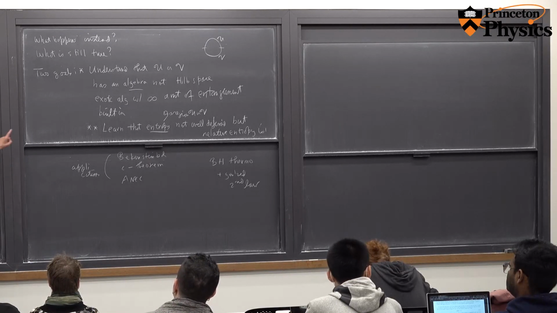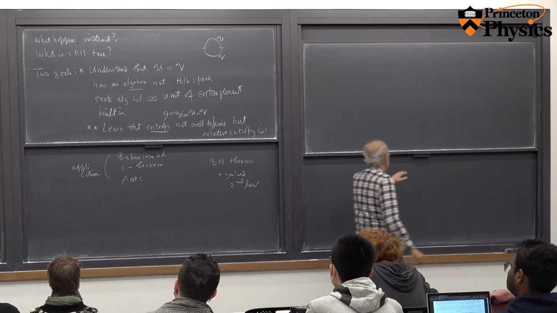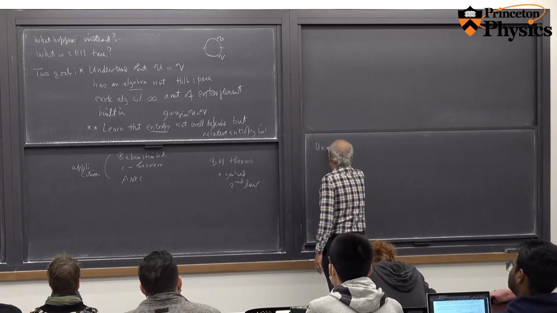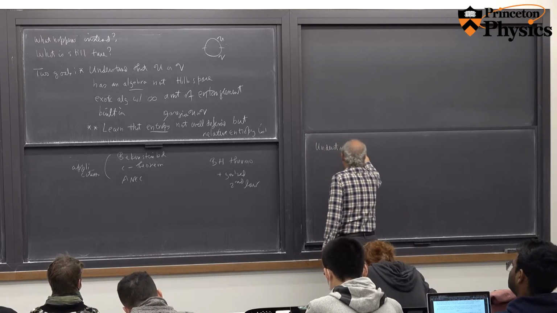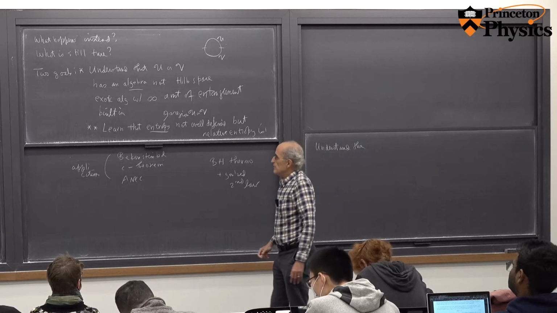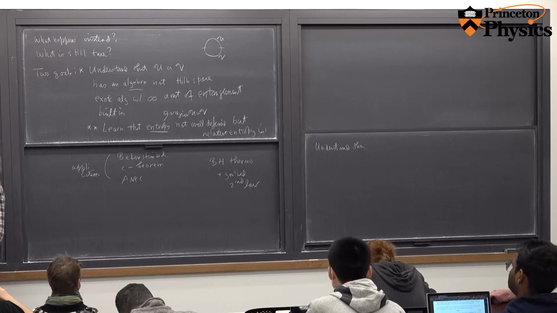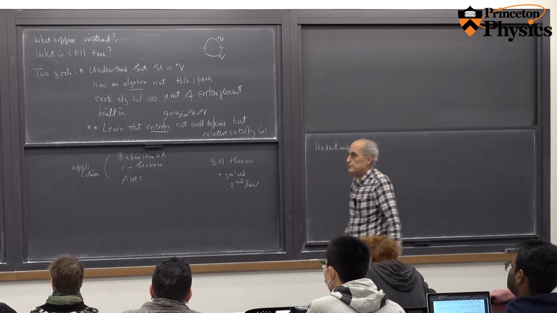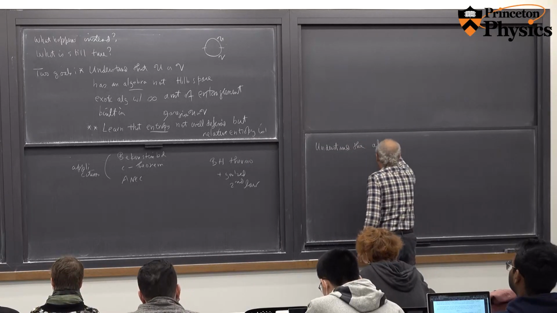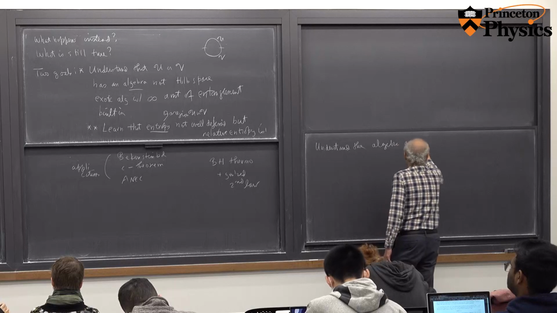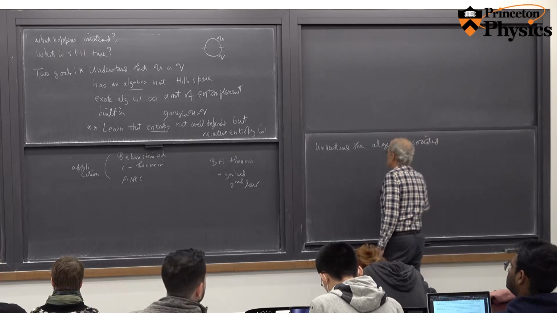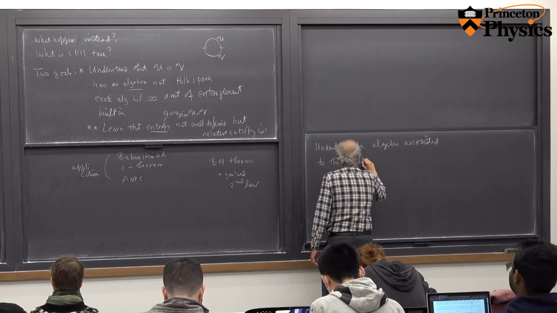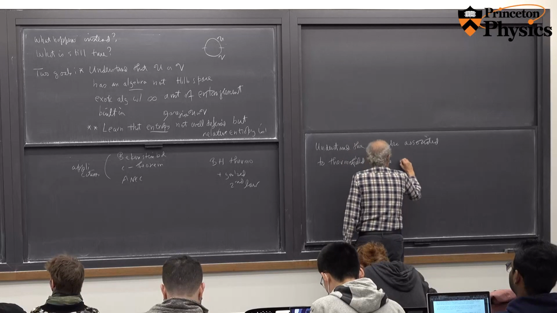Anyway, we'll start at the beginning. So we want to understand for today, well, you see the two problems are equivalent. A region on the circle, or equivalently the thermal field double in infinite volume. We've seen they're equivalent by conformal mapping. So we want to understand the algebra associated to the thermal field double in infinite volume.